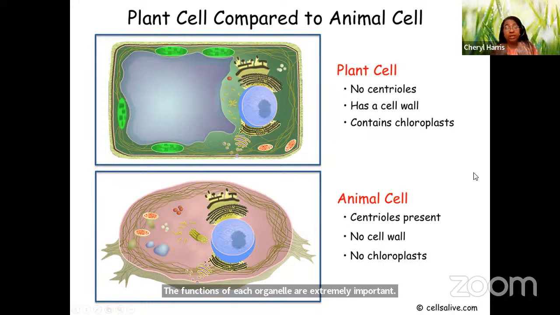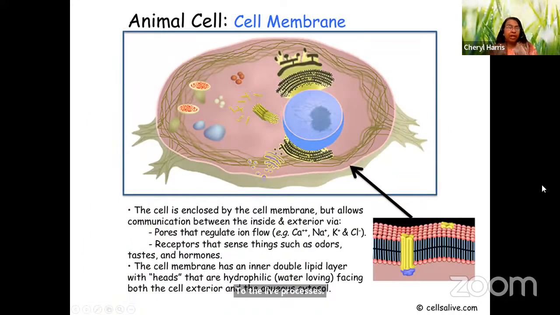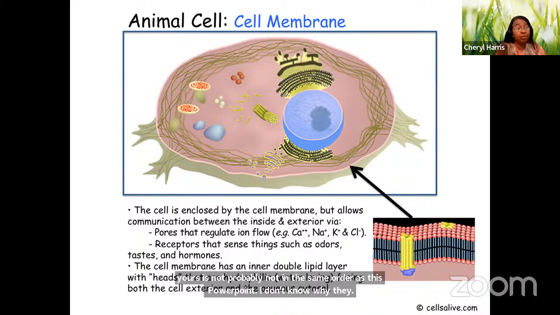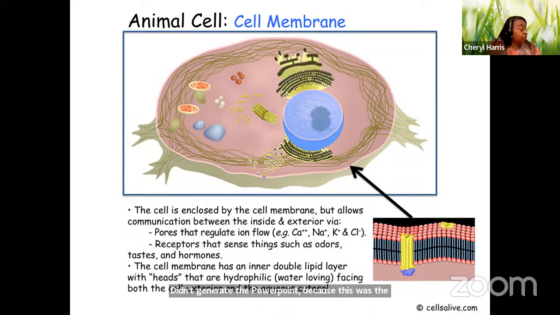Okay, so again, the functions of each organelle are extremely important to the life processes. All right, so we're going to take the animal cells part by part. We looked at the cell membrane. Now yours are probably not in the same order as this PowerPoint. I don't know why they didn't put the PowerPoint in the same order as the way they listed the parts, since this was the PowerPoint from Cells Alive, but I guess they're going to start from the inside out.